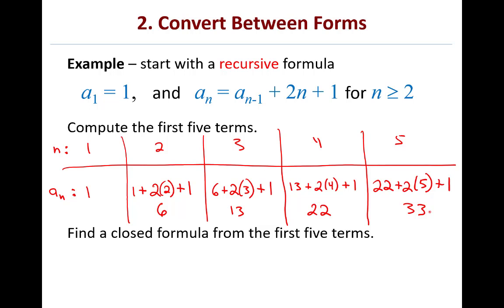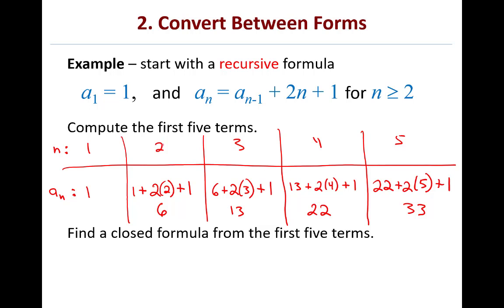Otherwise, I'll go ahead and ruin the surprise. There are a couple ways you can look at this. First of all, it's not linear growth. The space between these terms is getting bigger and bigger, so something with a square in it is a good guess. 3 squared is 9. That is kind of close to 6.